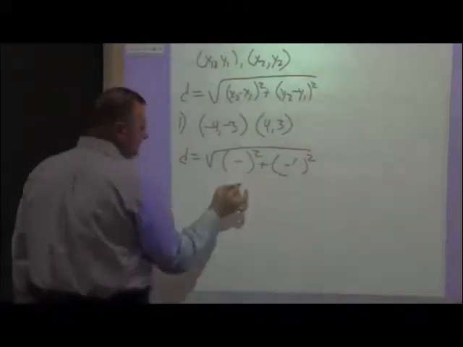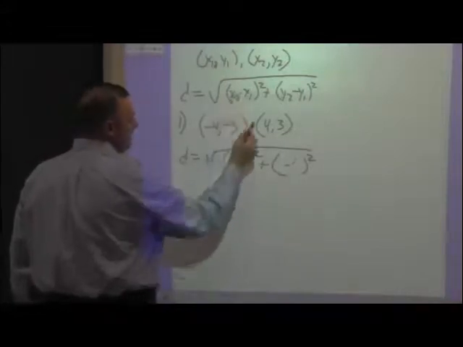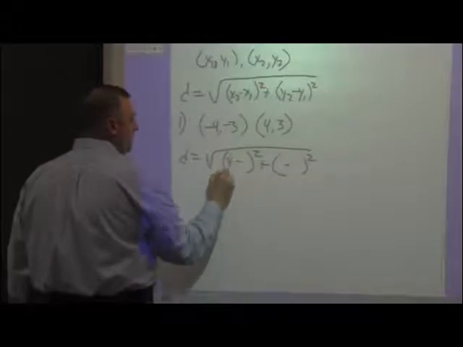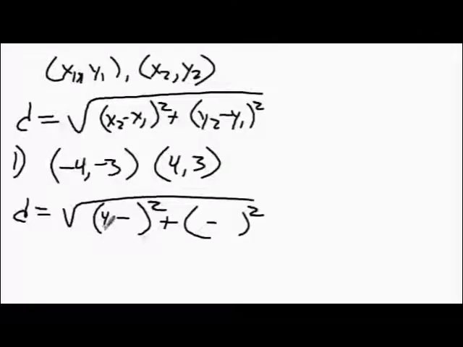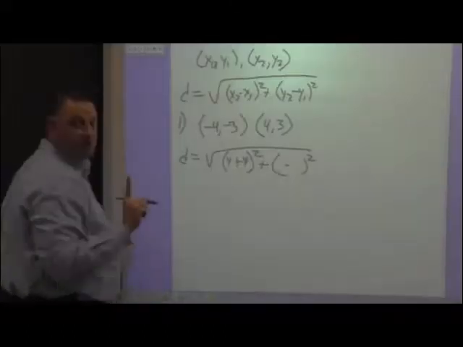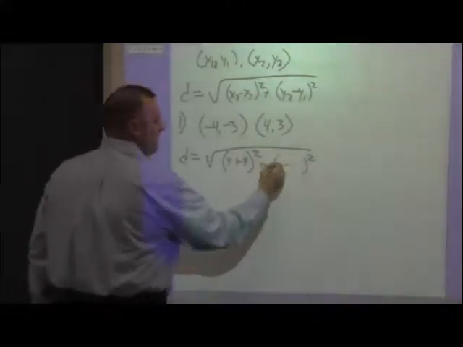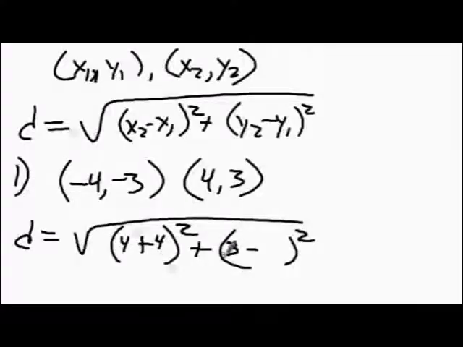I'm going to take, first one says x2 minus x1. So this is x2, so we're going to put 4 there. And then you're going to have minus a -4, which is going to make it a +4. Watch your signs. Now let's plug in the y's. So we're going to have 3 minus a -3, which makes it a +3.